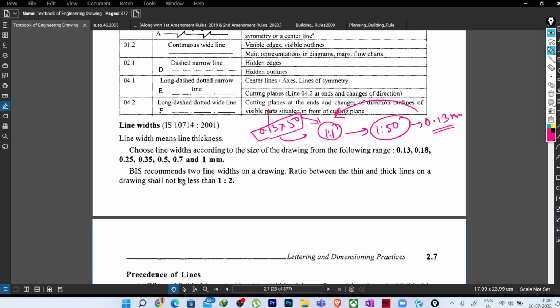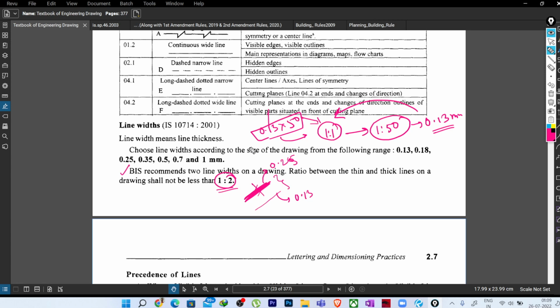Now one thing we need to keep in mind is that the BIS is recommending that the difference between two lines, suppose we have a thick line and a thin line, the difference of widths, the difference of the thickness of these two lines, should be at least 1:2. That means if this is 0.13, it should be 0.26, or 0.25 you may consider. Obviously it is possible otherwise, but the code is recommending a ratio of 1:2.